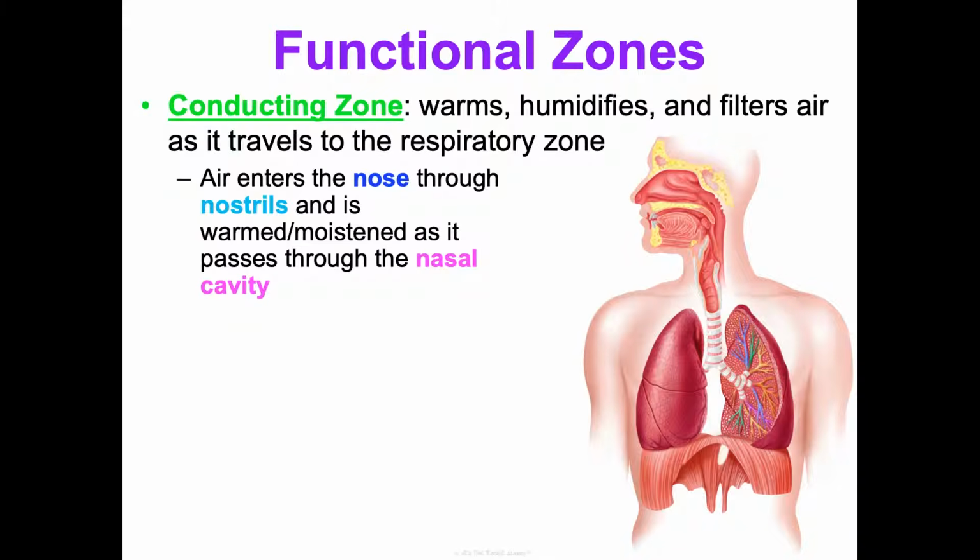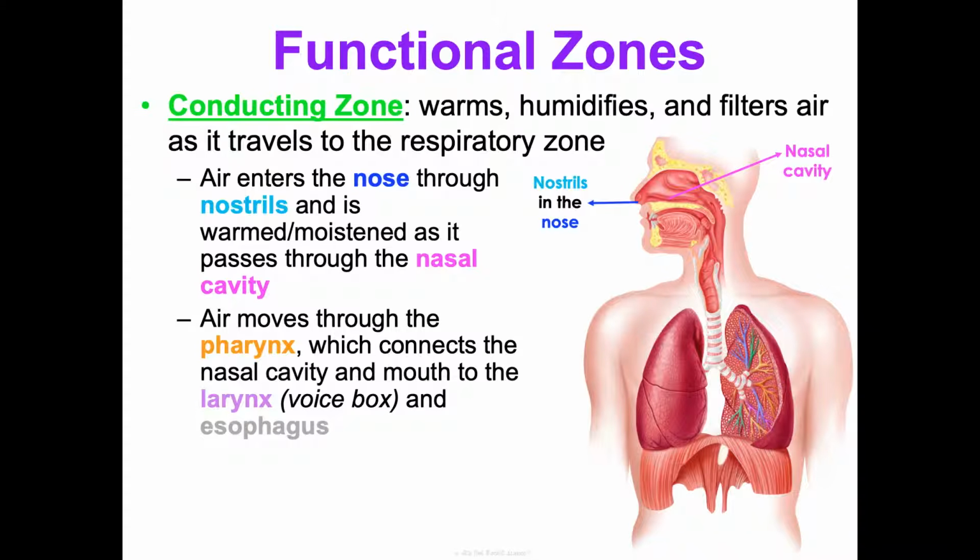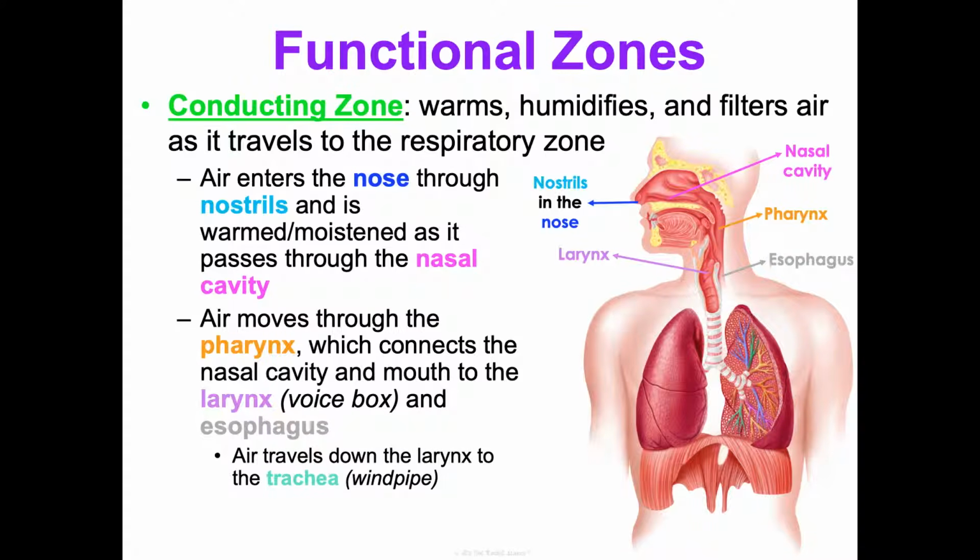Okay, so what happens? Where does that air enter from? Well, most of you know this. It's going to enter your nose through your nostrils, and it gets warmed and moistened as it passes through your nasal cavity. Air is going to then move through the pharynx, which connects the nasal cavity and the mouth to your larynx or your voice box and your esophagus. So there's your larynx, and then here's your esophagus. So air will travel down the larynx to your trachea, which is like your windpipe.